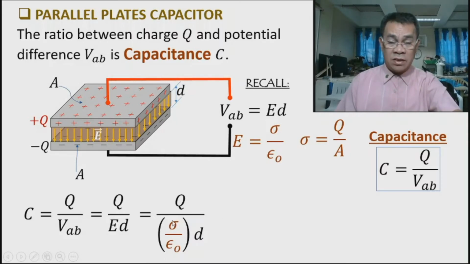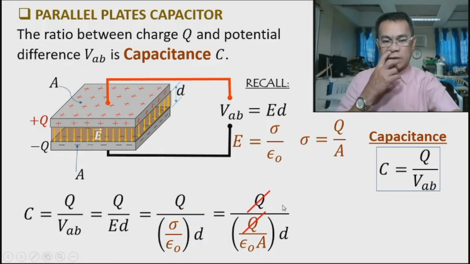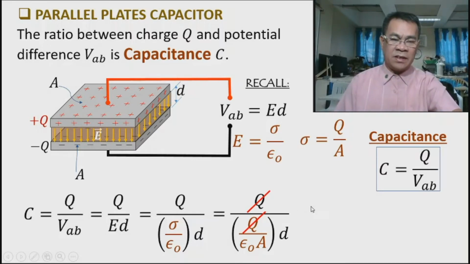Okay, but take note, surface charge density again is Q over A. So replace it, and we have this result. Okay, now we can cancel this charge. So what is now our capacitance value? Our capacitance value is permittivity times A divided by d.